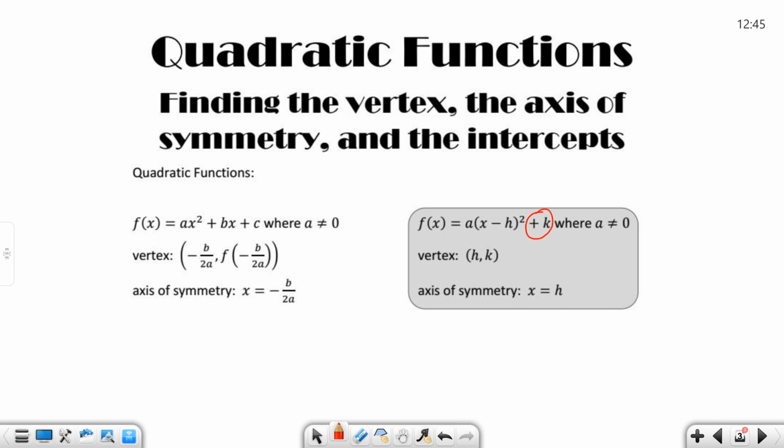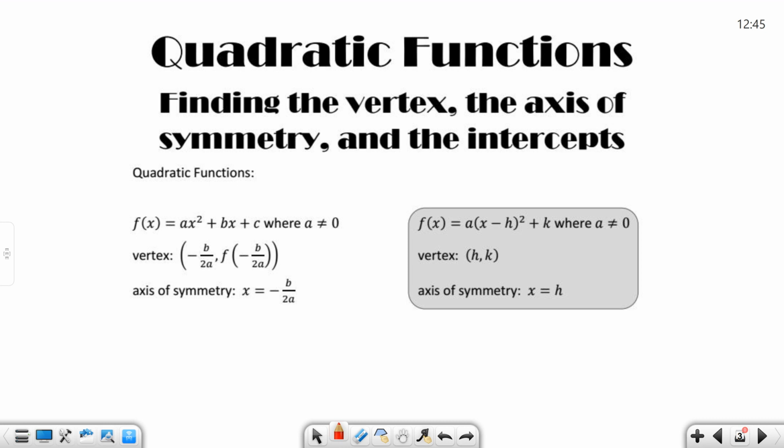But then the plus k is not in parentheses. It's just tacked on the end. You just bring k down. You don't change its sign. Okay? So a minus sign in a formula means change it. So h, you change it when you bring it out of the formula or when you put it in, and then k stays the same. It doesn't have a minus in front of it. And then the axis of symmetry is x equals h.